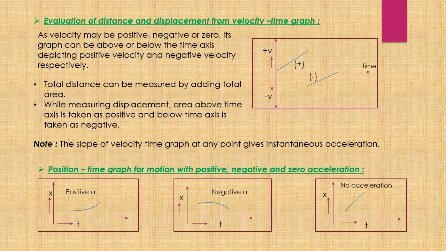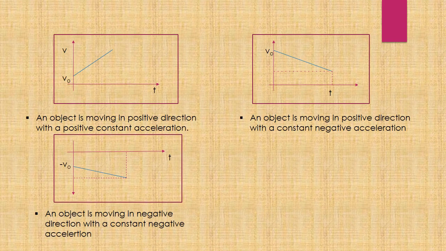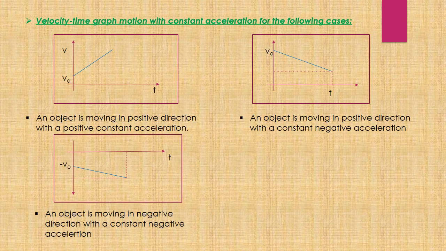Now we have the graph of uniform motion. It means covering equal distance in equal intervals of time. It means zero acceleration. On the next slide, we have the graphs of velocity-time motion with constant acceleration for the following cases. First case is an object moving in positive direction with a positive constant acceleration.